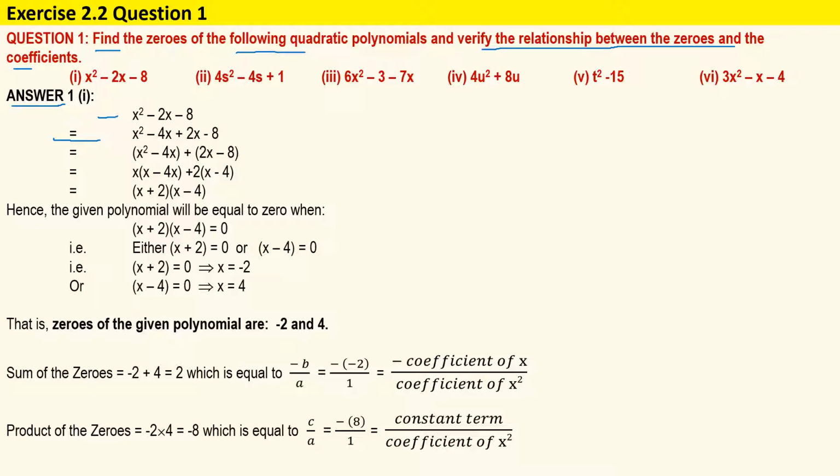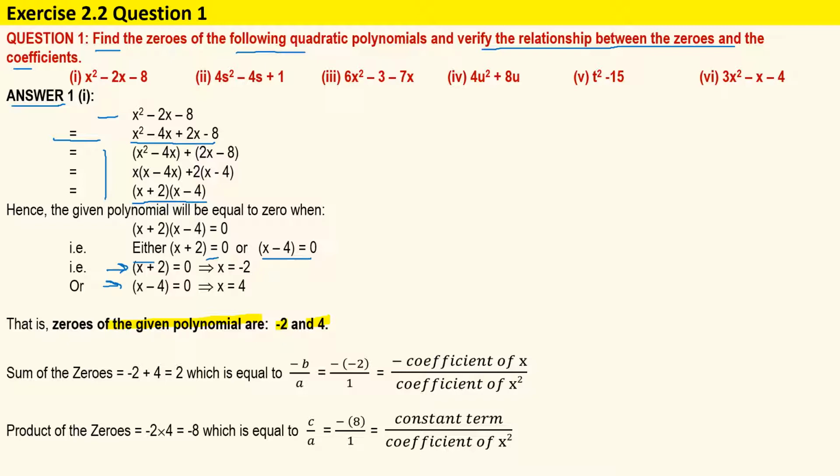This can be written as x² − 4x + 2x − 8. And once simplified, it gives us this polynomial is equal to (x + 2)(x − 4). And this implies that either x + 2 = 0 or x − 4 = 0. And both these imply that either x = −2 or x = 4. Hence, we can say that the zeros of the given polynomial are −2 and 4.